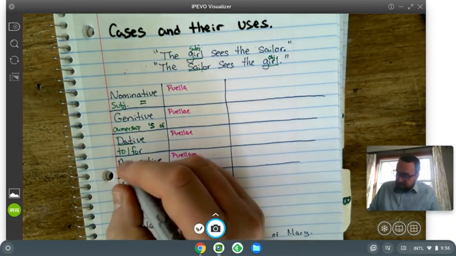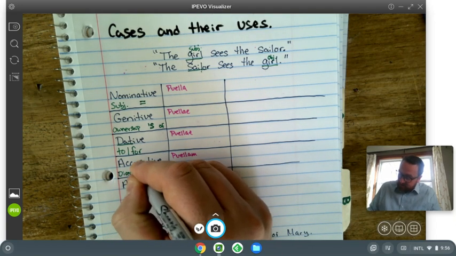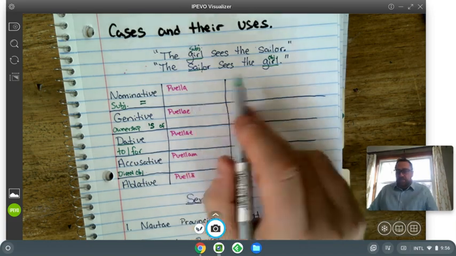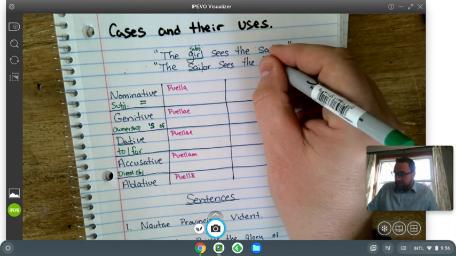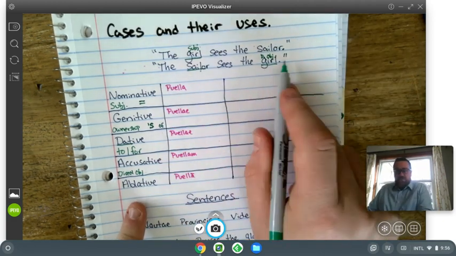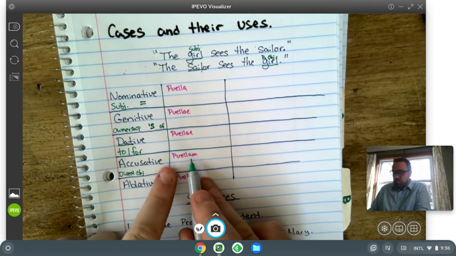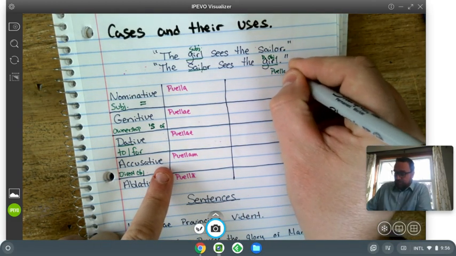The accusative is for the direct object. Now, the sentences up above, the sailor sees the girl. The girl is the direct object of the sentence. It's the direct object. So if we actually wrote this in Latin, we would use the word puellam for girl. Puellam.